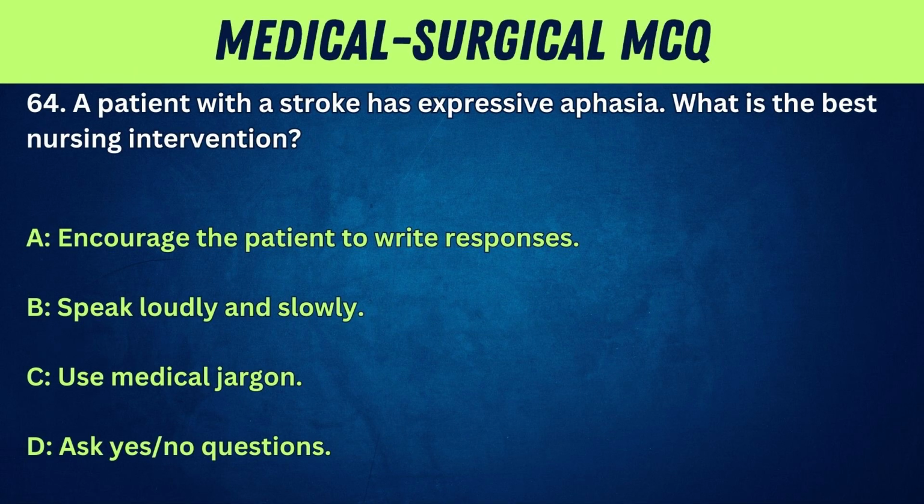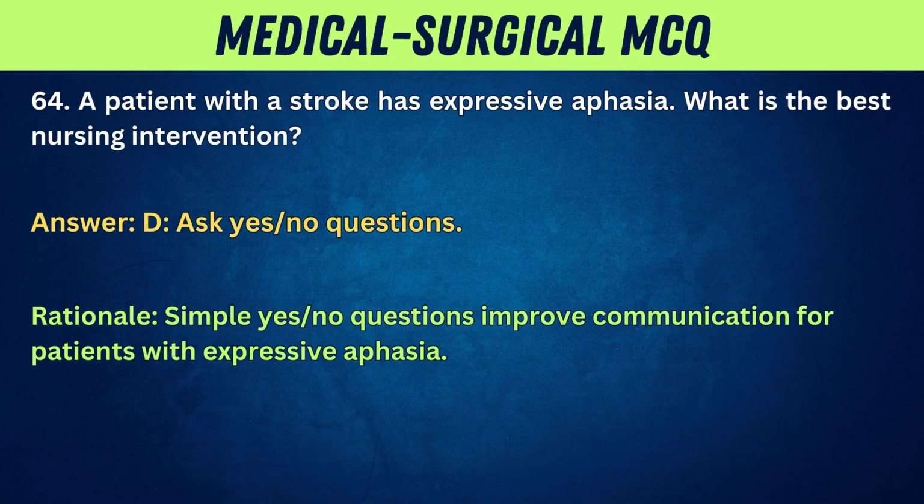64. A patient with a stroke has expressive aphasia. What is the best nursing intervention? A. Encourage the patient to write responses. B. Speak loudly and slowly. C. Use medical jargon. D. Ask yes/no questions. Answer: D. Ask yes/no questions. Rationale: Simple yes/no questions improve communication for patients with expressive aphasia.